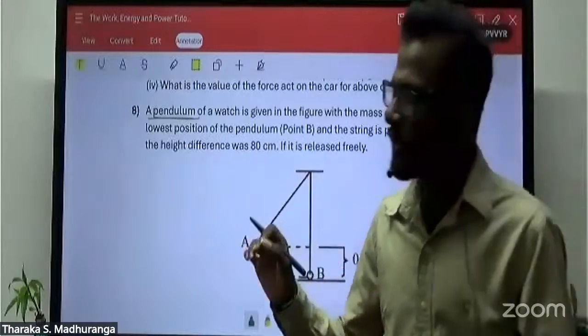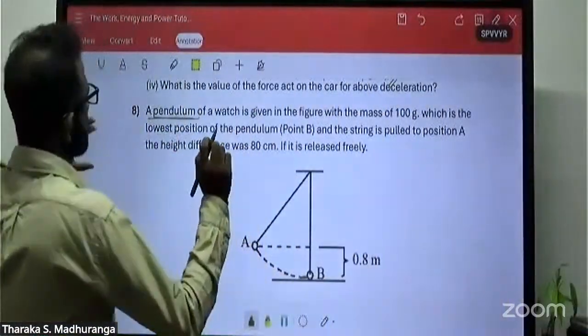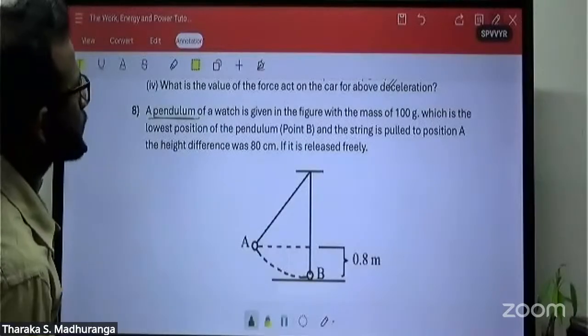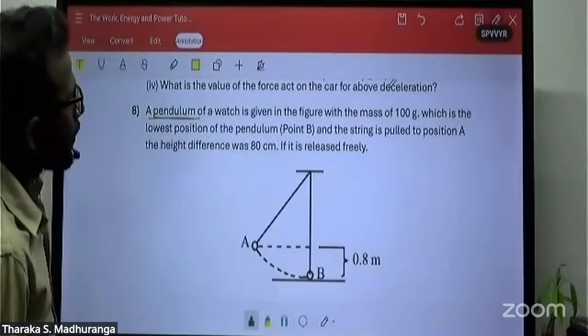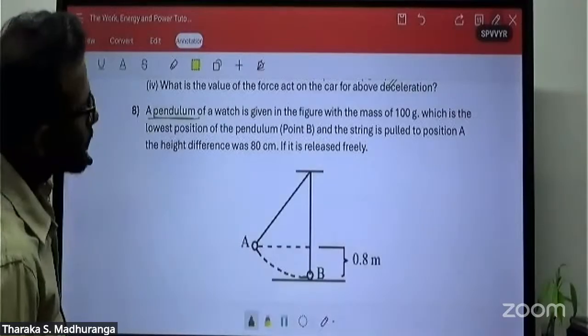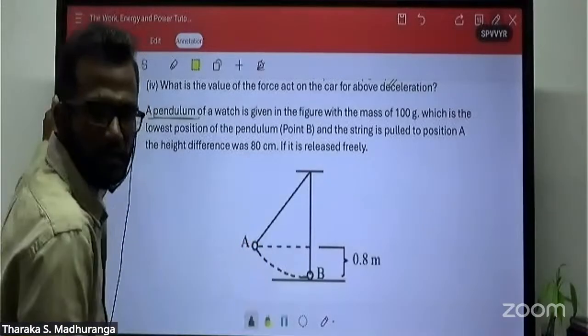Okay. The pendulum of a watch is given in the figure with a mass of 100 gram. Okay, this one mass is 100 gram.